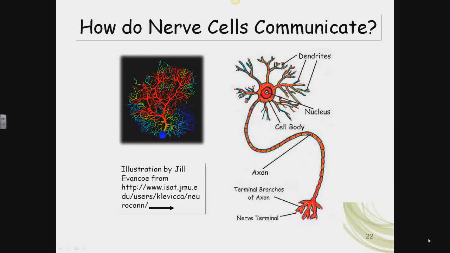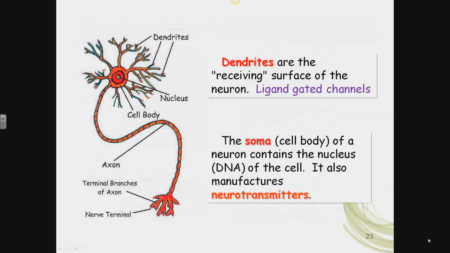Again, dendrites and soma, ligand-gated channels. Axon, sodium voltage-gated channels and potassium voltage-gated channels. Nerve terminal or terminal bouton, sodium, as well as potassium, as well as calcium voltage-gated channels. Dendrites, as I said in the previous slide, are the receiving side of a neuron. They are going to have ligand-gated channels.